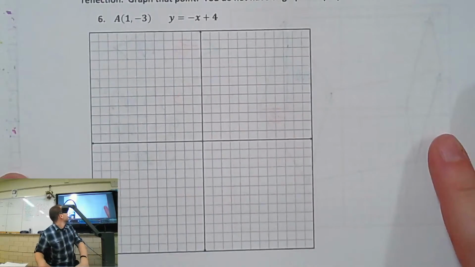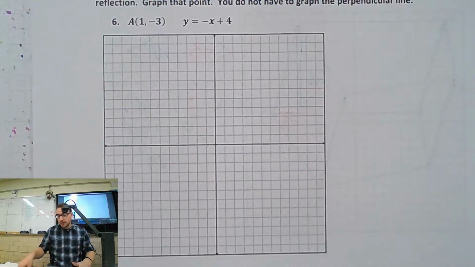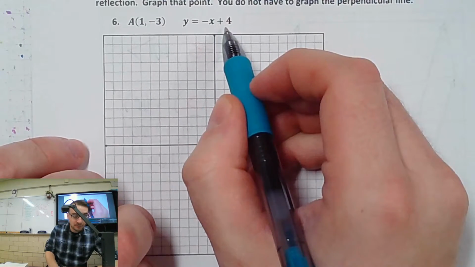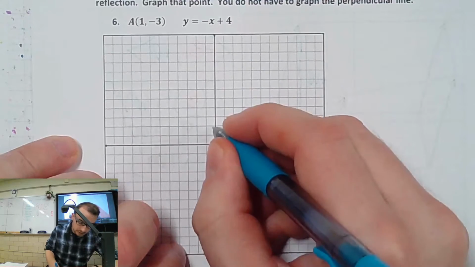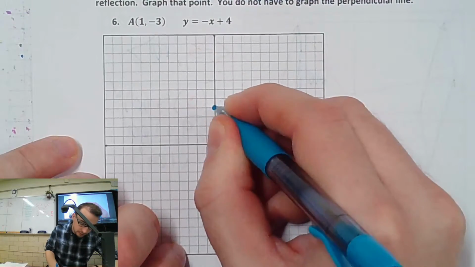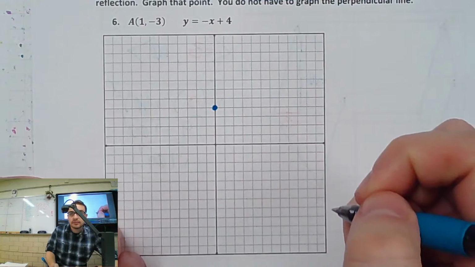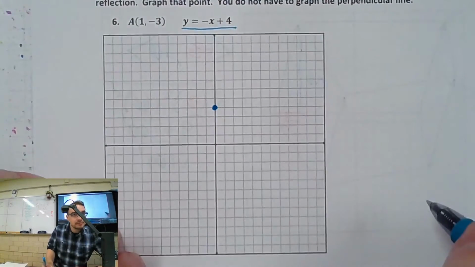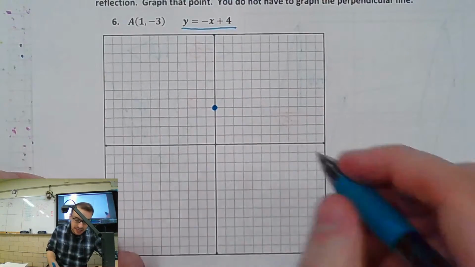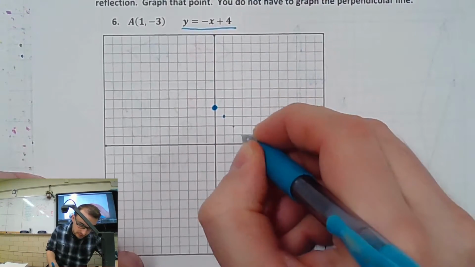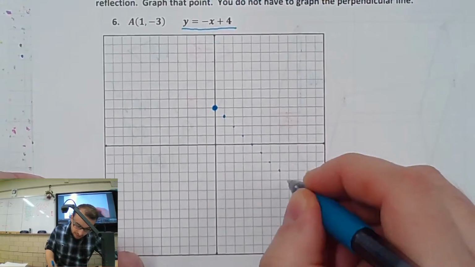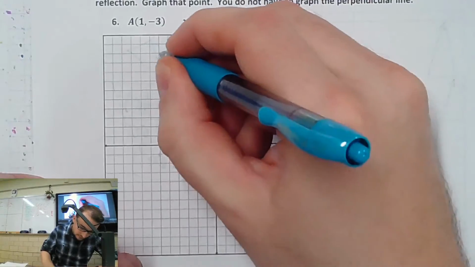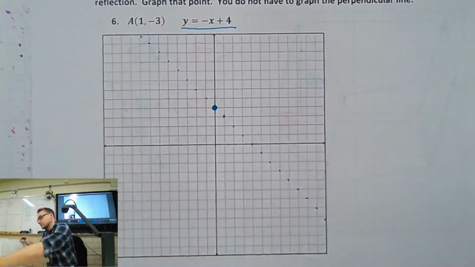So, first off, let's draw our line of reflection. It's -x plus 4 in slope-intercept form. So our y-intercept is at 4. 1, 2, 3, 4. What's our slope? What's our slope of this line? Down 1 over 1, right? So this is our line of reflection.